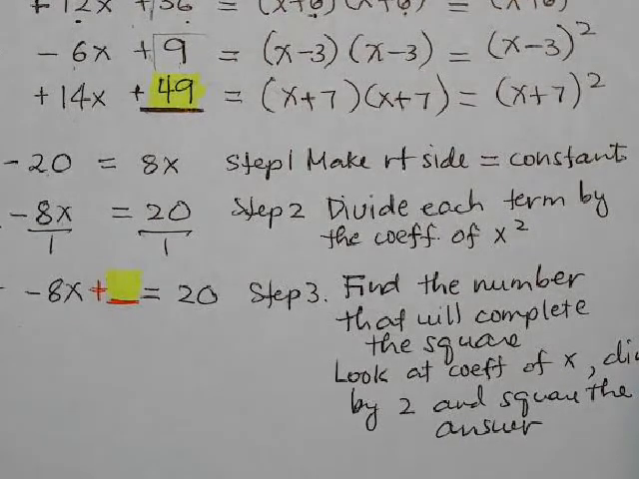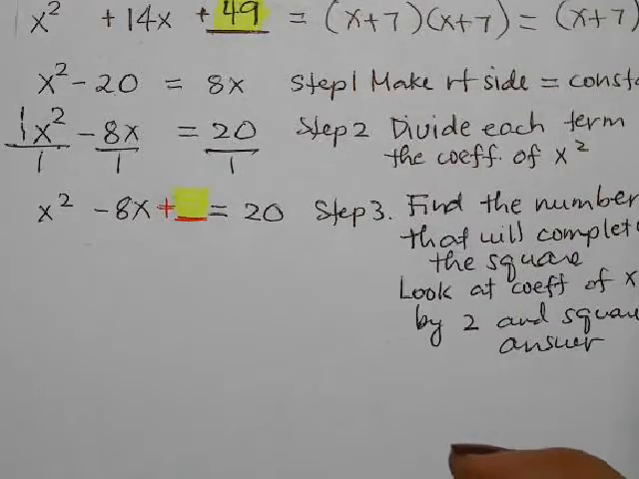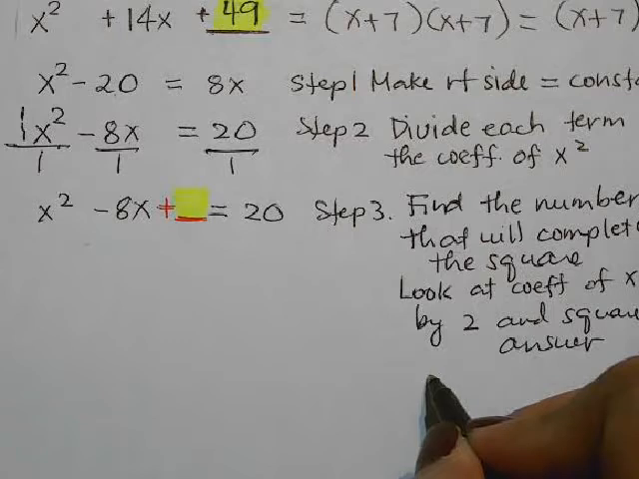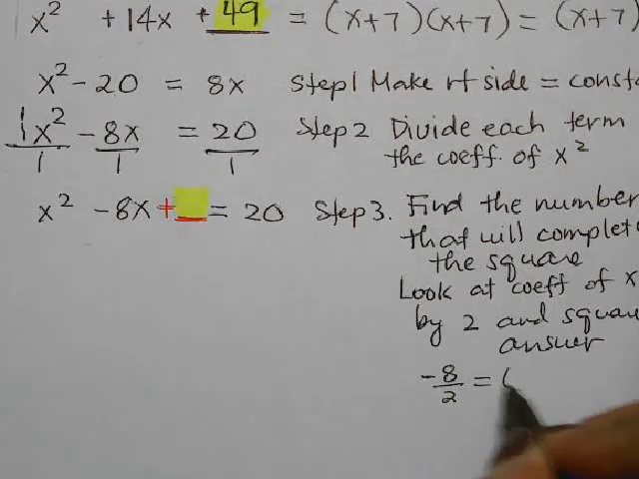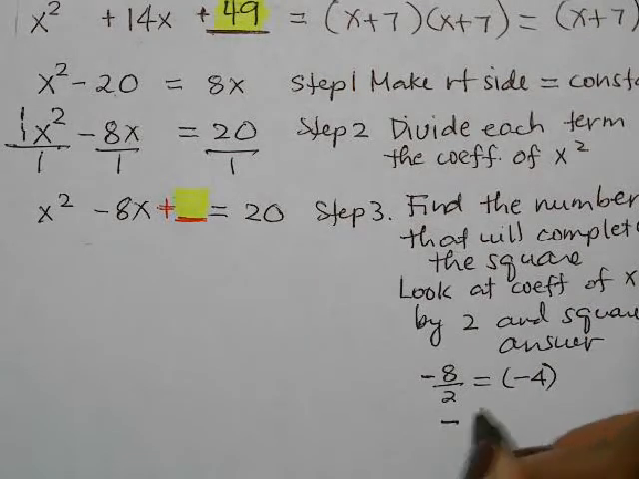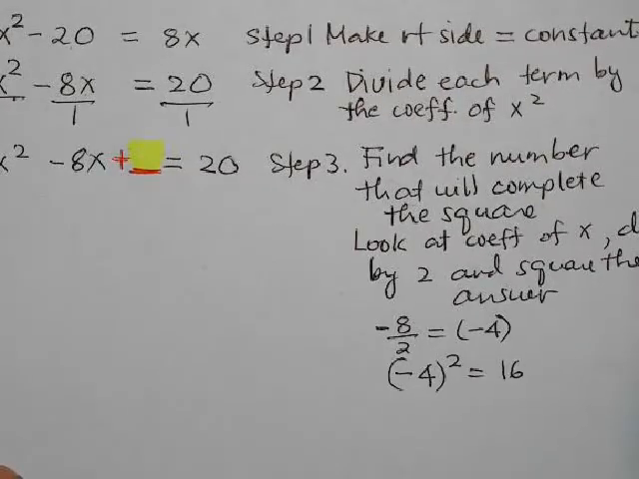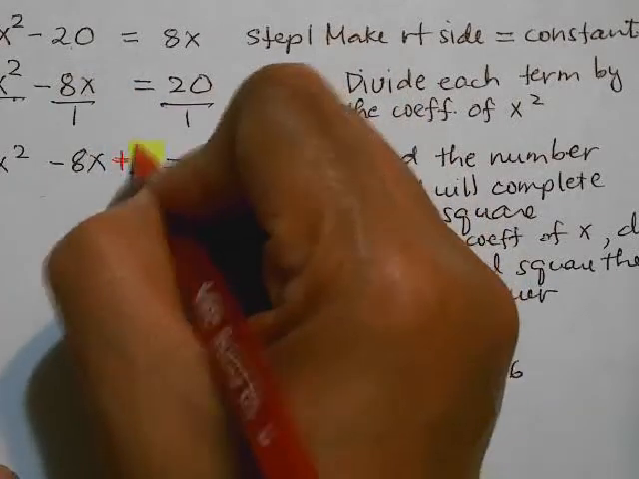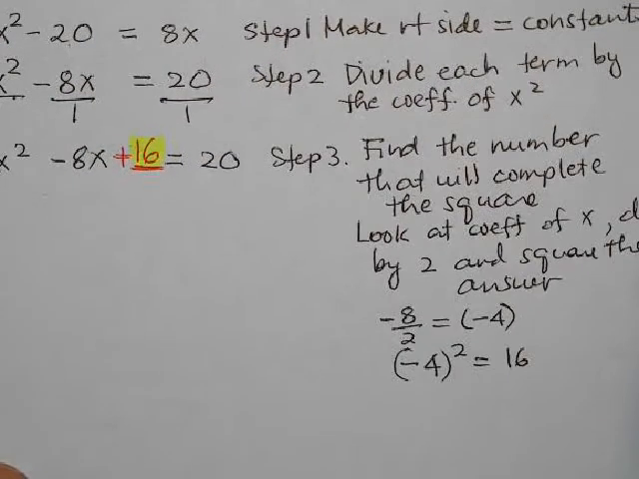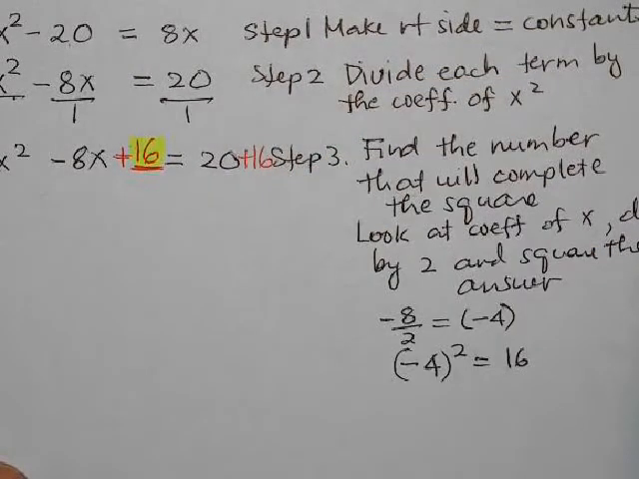Maybe you can do it on the side. In this case, negative 8 divided by 2 is negative 4. Then you square that one. Negative 4 squared will give you positive 16. So that is what we're going to add here. The number is 16, but when you add 16 to only one side, it's not balanced anymore. You also have to add 16 here. Don't forget.